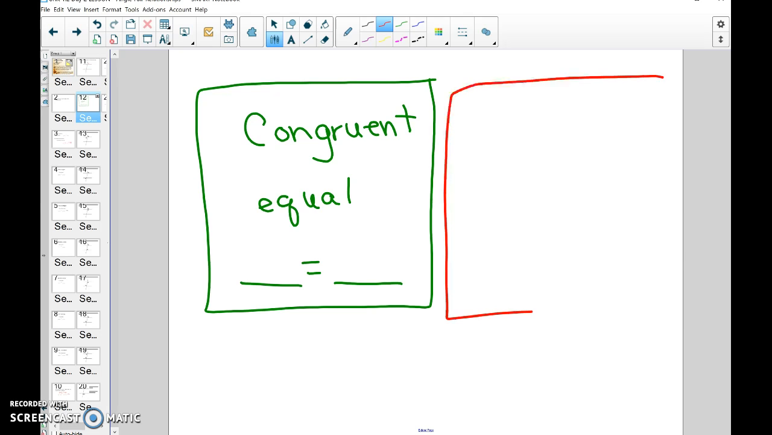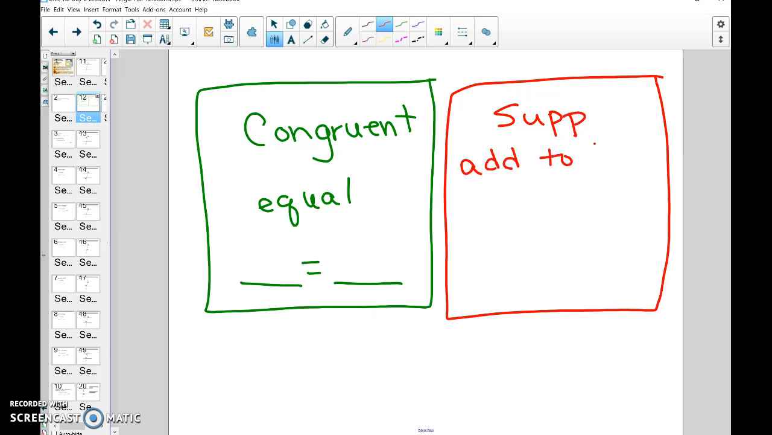For supplementary, similar to what we talked about earlier, they add to 180 degrees, which means that the formula should look like this. If two angles add up to equal 180, it's going to be angle plus angle equals 180. If they're congruent, set them equal to each other.